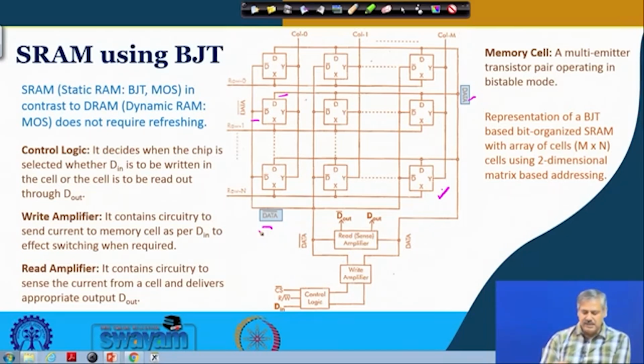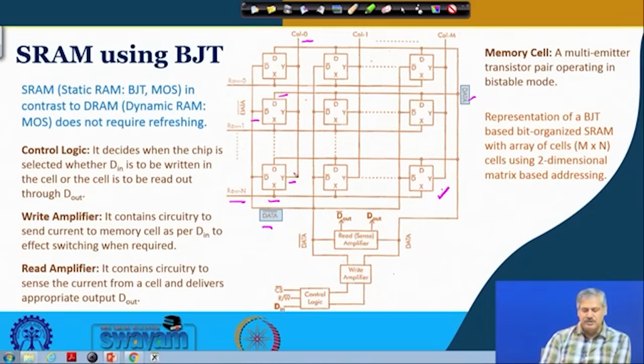Other than that, this is X and this is Y. Basically these are the addressing of a particular location in the memory block. This is coming from a row decoder, and this is a matrix based arrangement, matrix based addressing. So, this is the row line, and this is coming from a column decoder, so this is the column line. When both of them are activated, this particular cell is addressed.